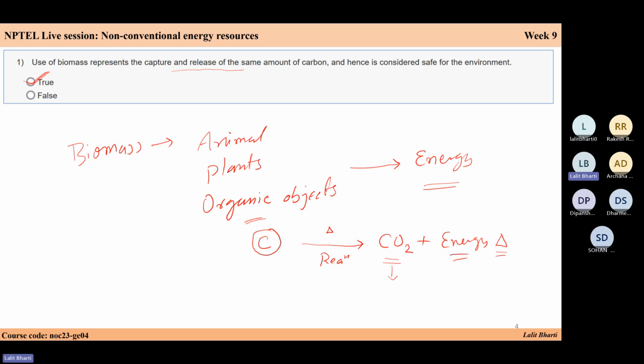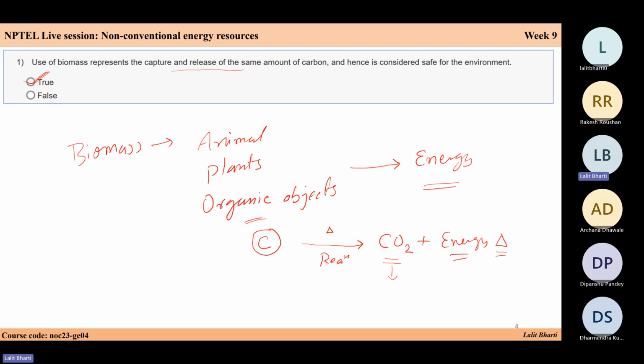This is again the non-graded questions, 1 to 5. Question 1 is: use of biomass represents the capture and release of the same amount of carbon and hence is considered safe for the environment. First we need to see what the use of biomass is. What is biomass basically? Whatever animal-based, plant-based organic objects or organic elements we have, they come under biomass.